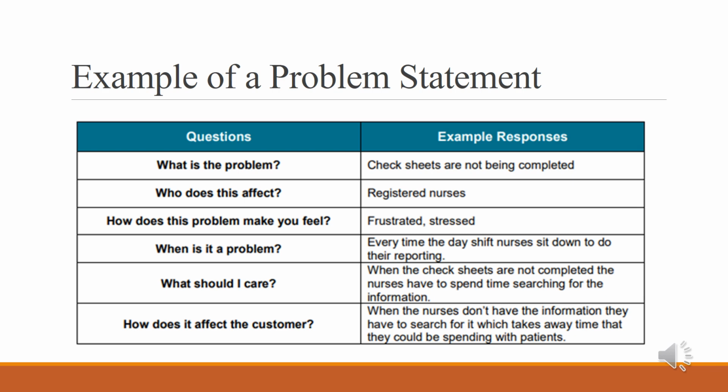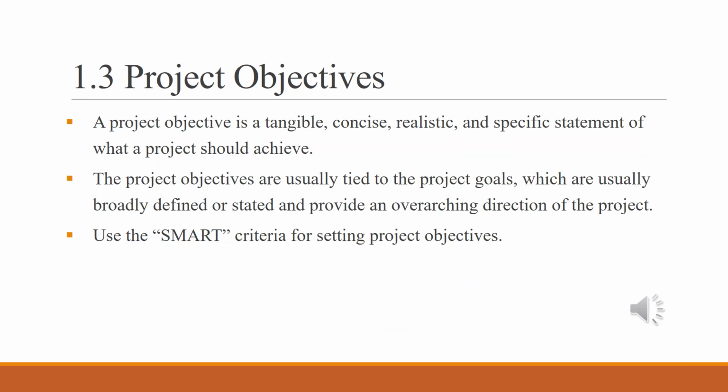So this is a visual example about how you're going to start drafting out your problem statement. Now, the next component you want to include in your proposal or plan is actually the project objectives. You should draft it and make it tangible, concise, realistic, and specific to what you want to achieve.